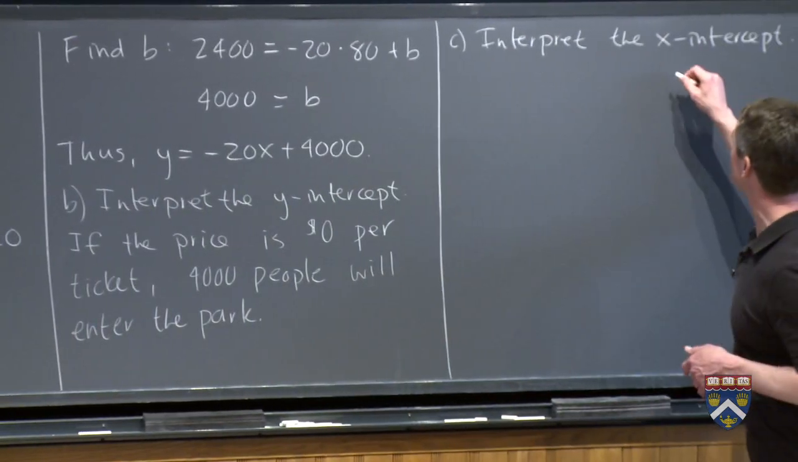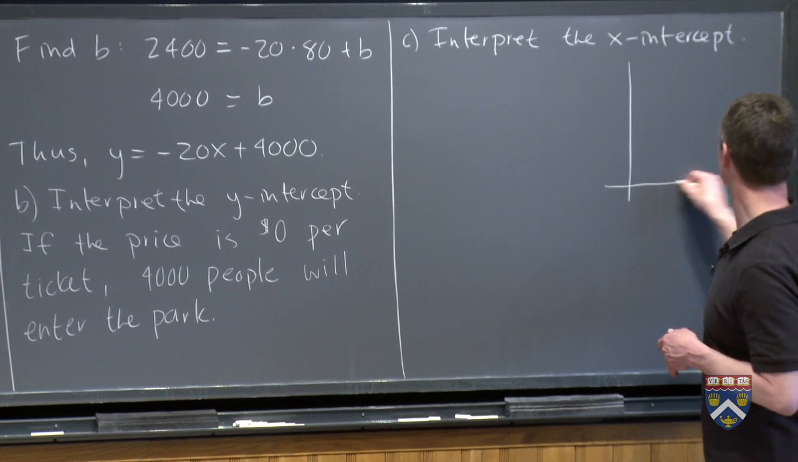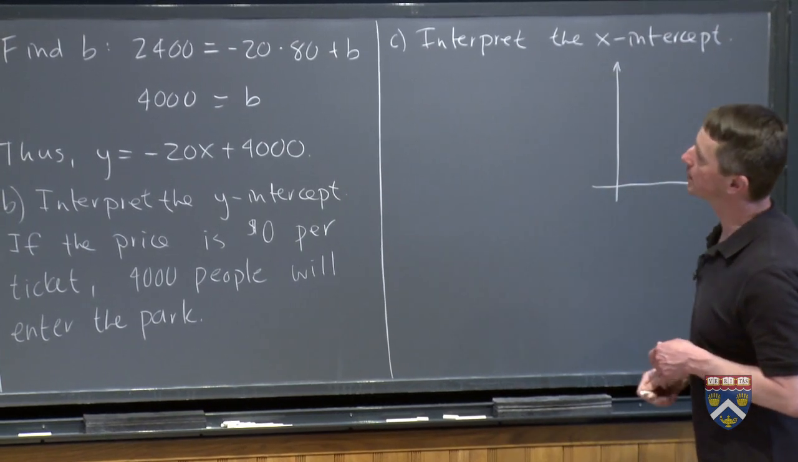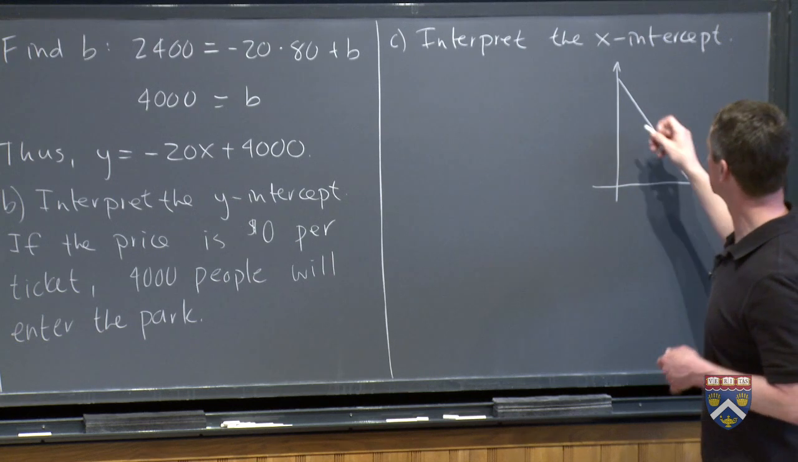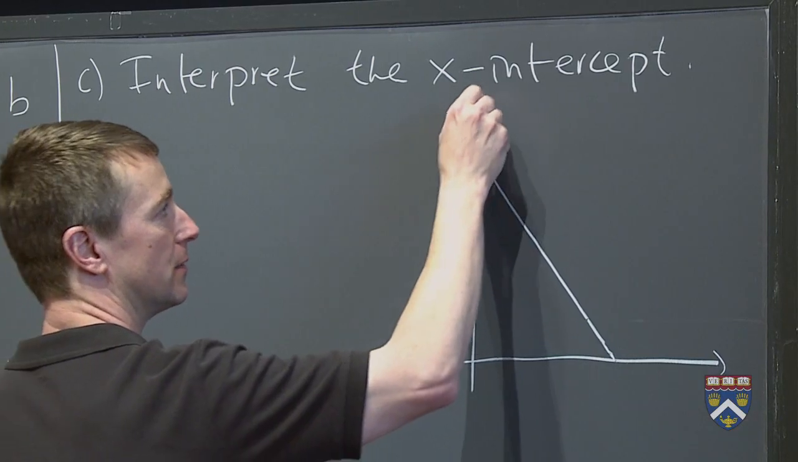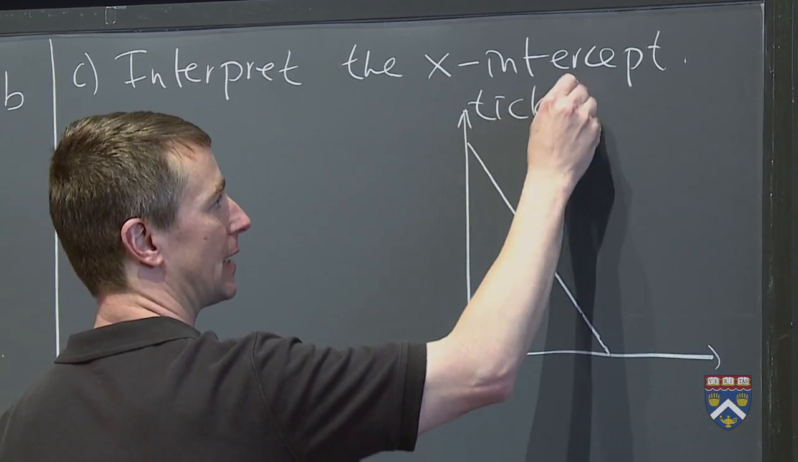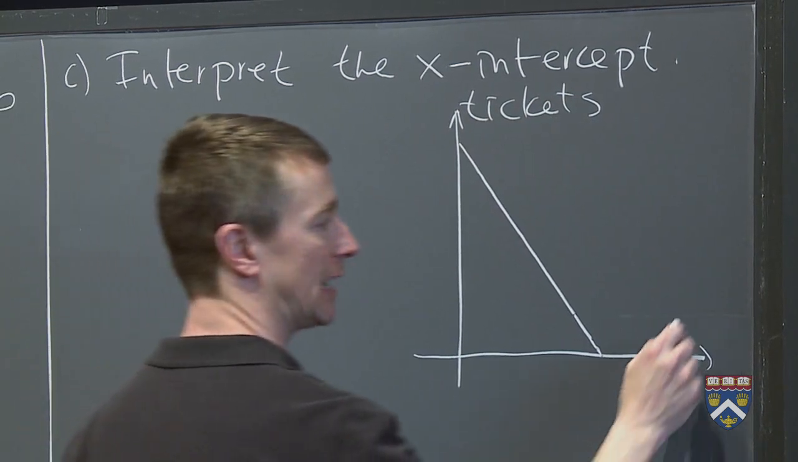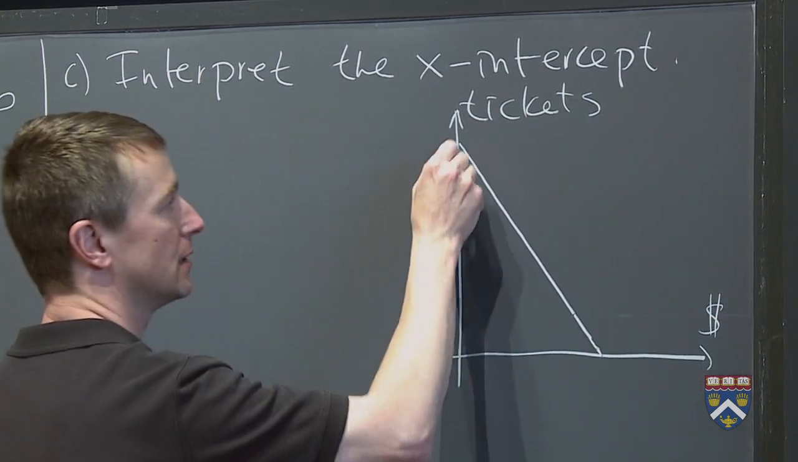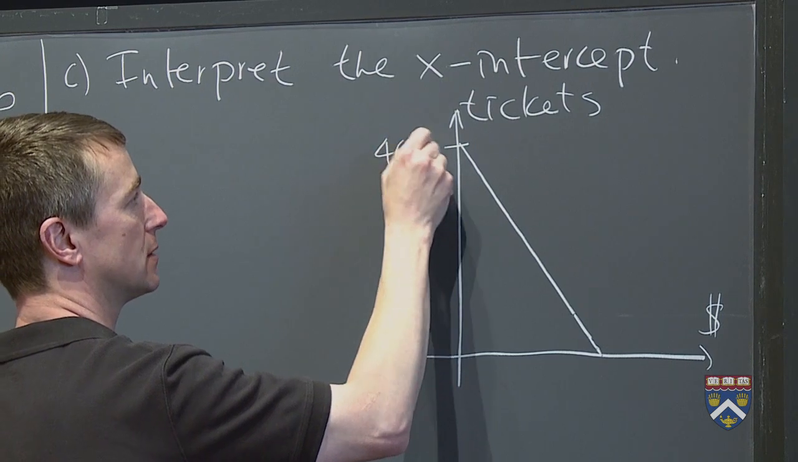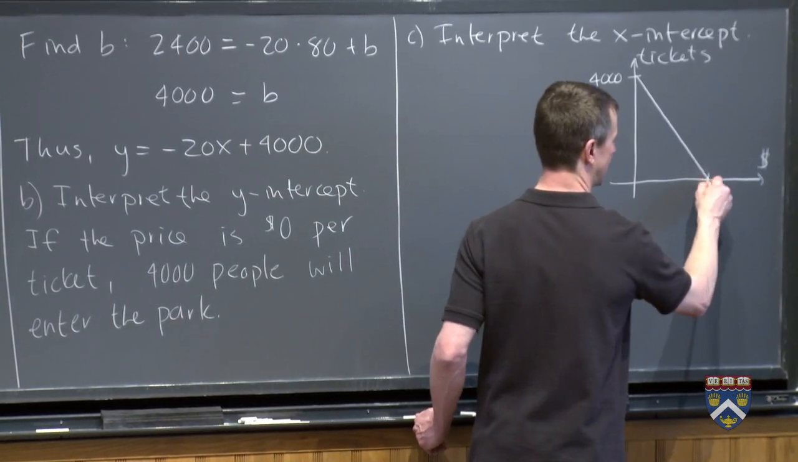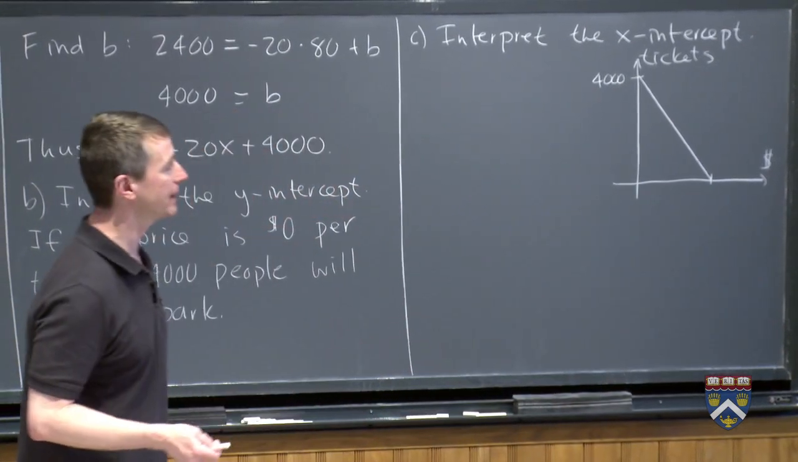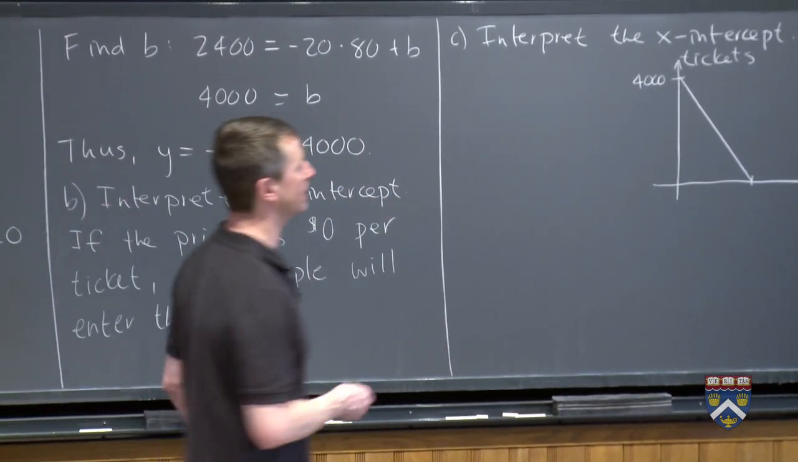So we can draw our first graph of the semester. We know that the y-intercept is 4,000, and the slope is negative 20. So we're coming down here like this. The units on the vertical axis are tickets, and the units down here are dollars, and this is 4,000. And the x-intercept is going to be this point down here. So we have to figure out what that is, but as we've just said, that's when y equals 0.